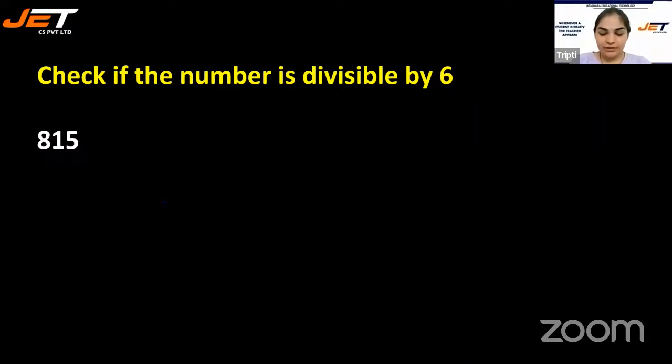Next, let's check for this. So for 2, I can see it's not divisible by 2 because it's ending with 5. 5 is an odd number, right? So as 5 is an odd number, this number is not going to be divisible by 2. So I'll not check for 3. This entire number is not divisible by 2.